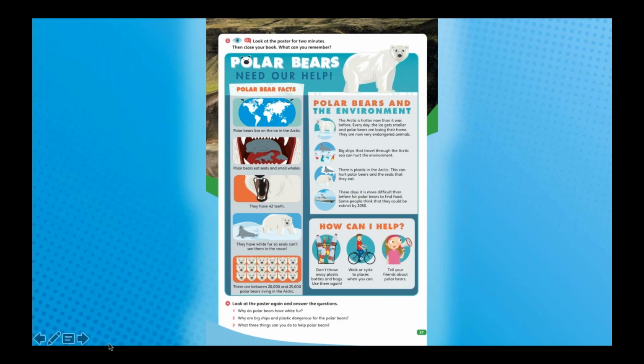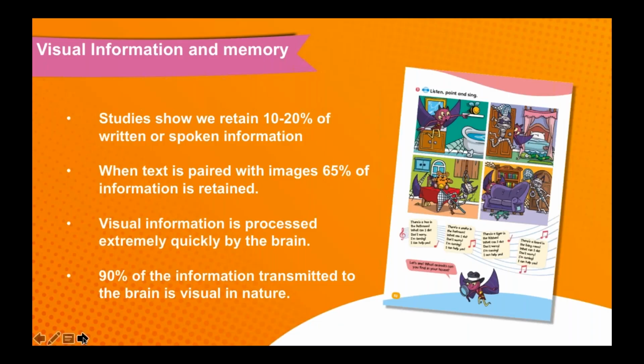So let's move on a little bit to some statistics about why we use visual information with text. Studies show that we retain only 10 to 20% of written or spoken information, which I think from our little experiment we did by just looking at text, is quite relevant. But when we pair a text with images, 65% of the information is retained. And in fact, studies show that the information in our short-term memory is far more easily transferred to our long-term memory when it's paired with images.